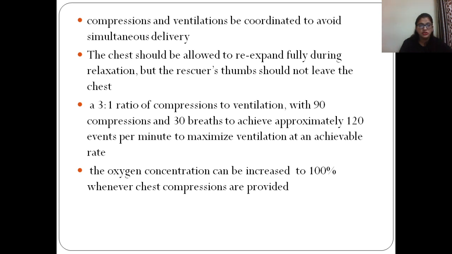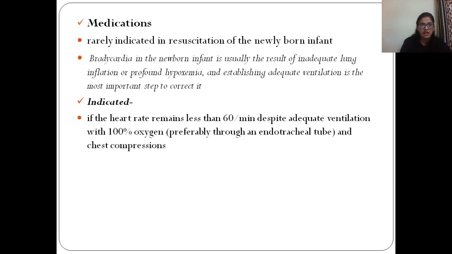So during the time when you are giving the chest compressions, you need to ensure that the oxygen concentration supplied is increased to 100% whenever chest compressions are provided. Then we come on to the last step which may be required, and that is giving medications. Now, this is very rarely indicated in the resuscitation of the newborn infant, and bradycardia in the newborn infant is usually the result of inadequate lung inflation or profound hypoxia, and establishing adequate ventilation is the most important step to correct it.